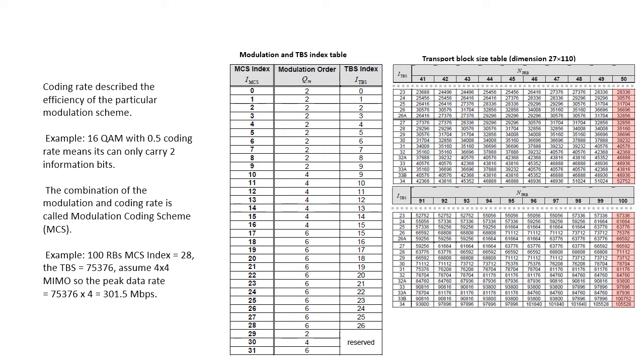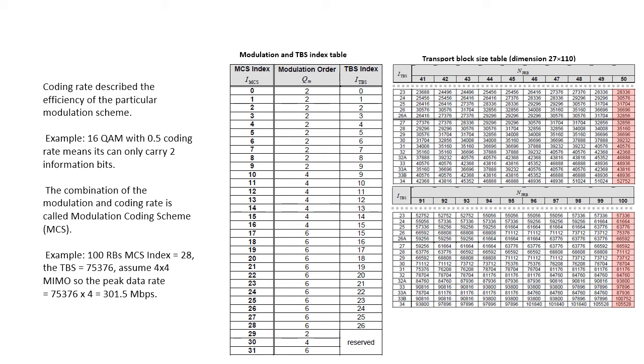Here is an example of a modulation and TBS index table. TBS actually stands for transport block size. In this table, and this is for a previous LTE standard, for MCS index 0 until 28, we have an associated TBS index from 0 until 26.